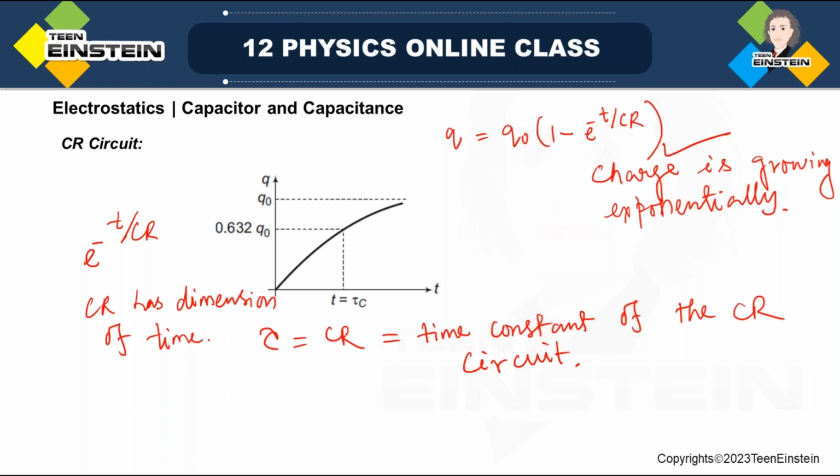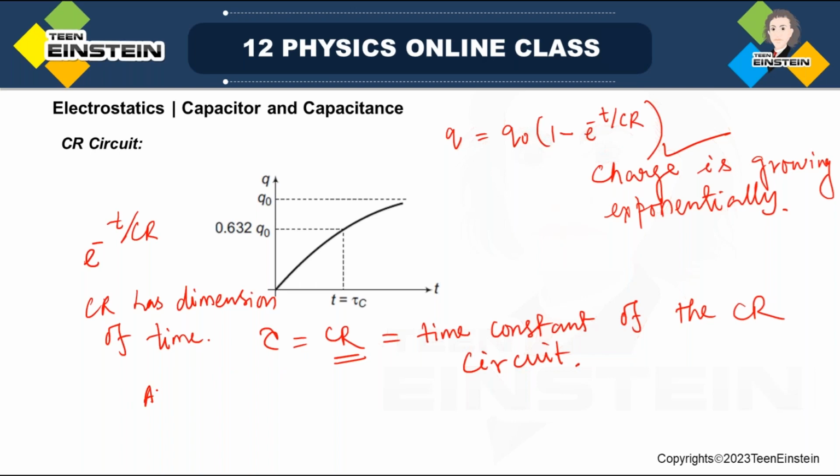So what does this do? This has a great role. It will actually determine how long it will take to charge the capacitor to its final value, or its steady state value. So this time constant will determine how fast the capacitor will get charged or discharged. So look what I'm trying to do. I'm just going to define one thing here.